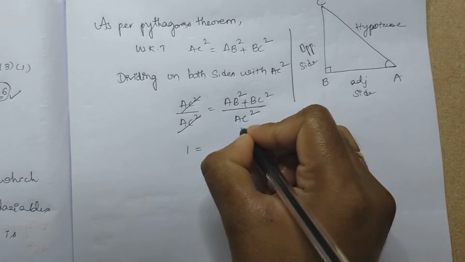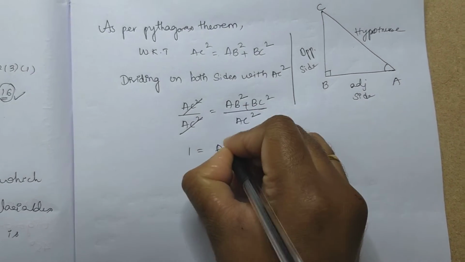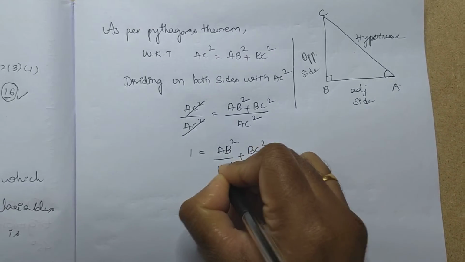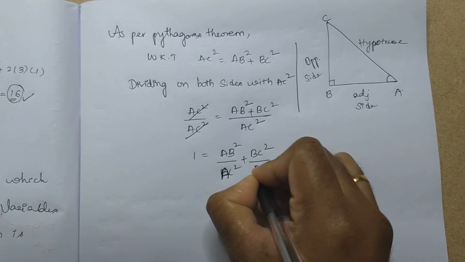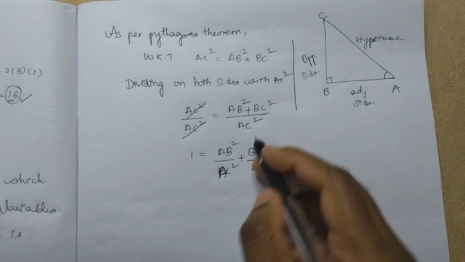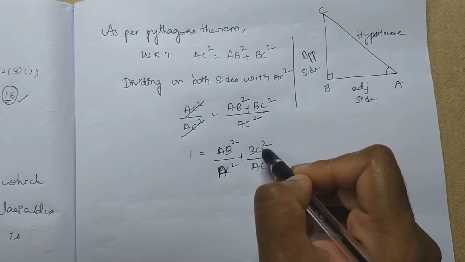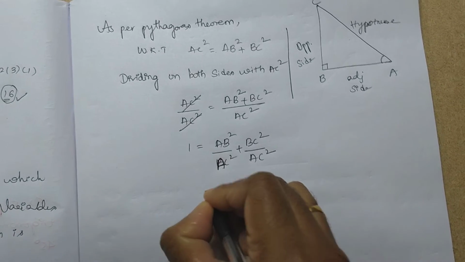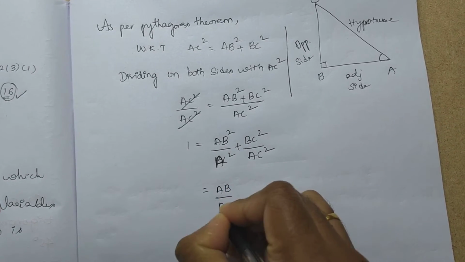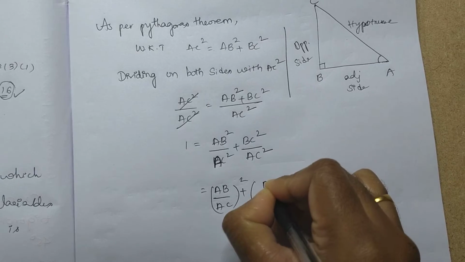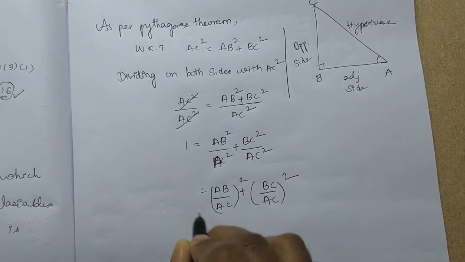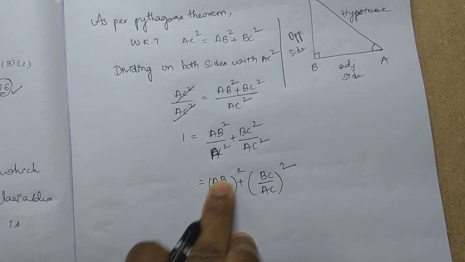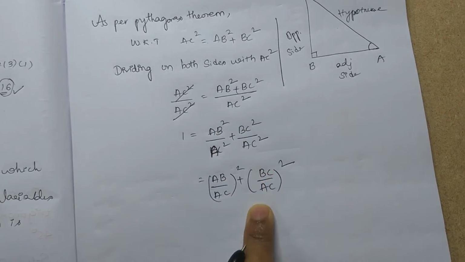1 equals, can I separate this into two terms? Yes. AB square by AC square plus BC square by AC square. When you see here, I am writing this as AB by AC whole square plus BC by AC whole square. Can I write it? Because when you take the square as a whole, you get the previous step only: AB square by AC square, BC square by AC square.